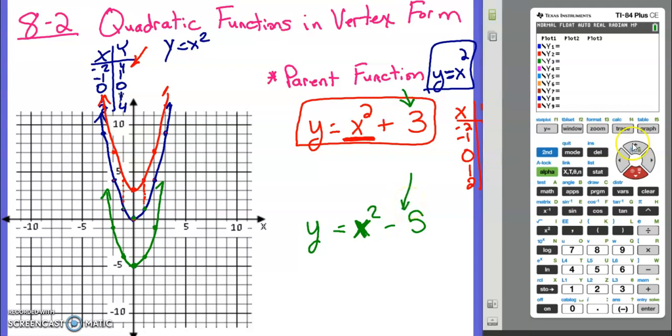And you can verify these on your calculator. So I have the parent function x squared. I have the red one as x squared plus 3. And then I have the green one, x squared minus 5. And then if I push graph, you can see the exact same thing. The blue one is the parent function. The red one got shifted up 3 spaces, and the green one got shifted down 5 spaces. So the number on the outside shifts it up or down.